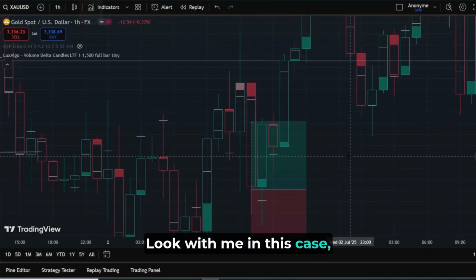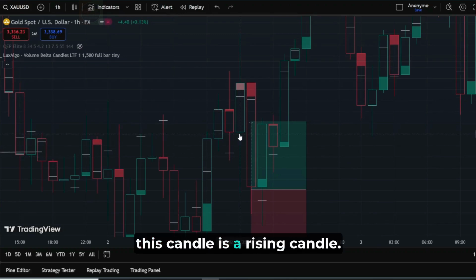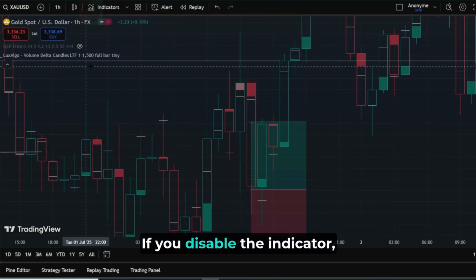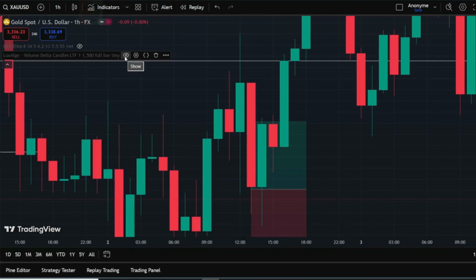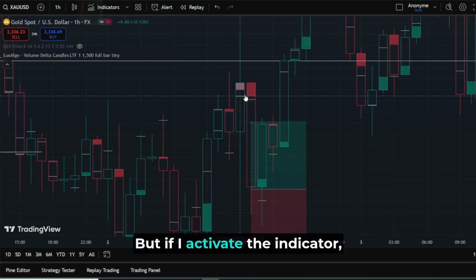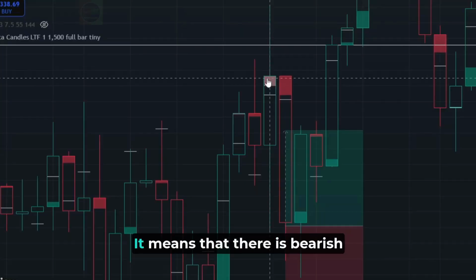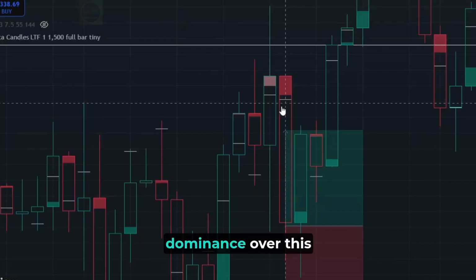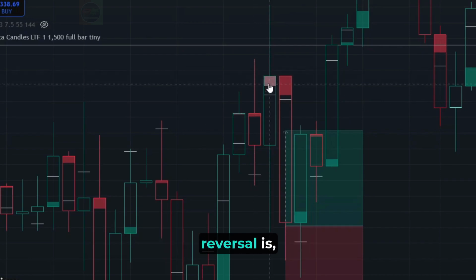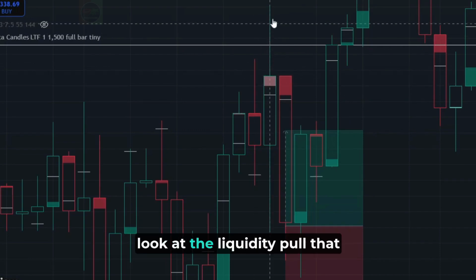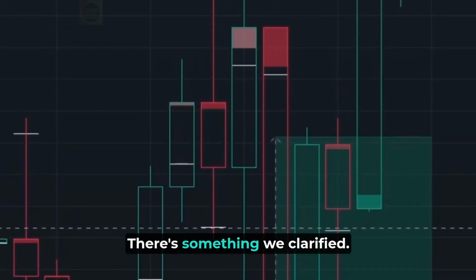Look with me in this case, for example, this candle I'm pointing to with the arrow is a rising candle, right? If you disable the indicator, you'll see that a rising candle doesn't show anything on it. But if I activate the indicator, I see a faint red color on it. What does this mean? It means that there is bearish dominance over this bullish candle, and the evidence that confirms there will be a near reversal is the liquidity pool that happened above the top of this candle.